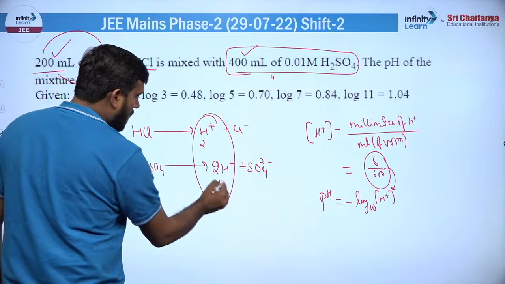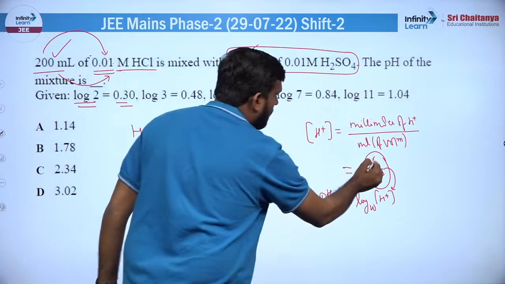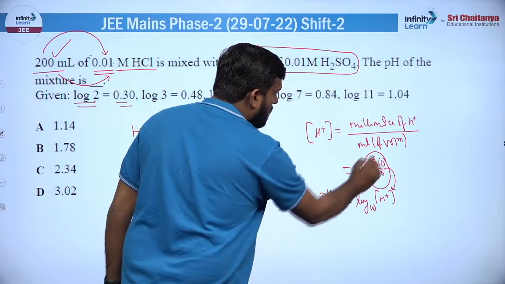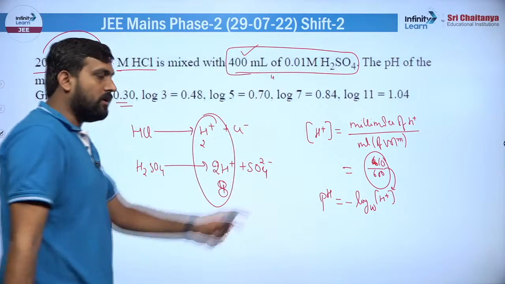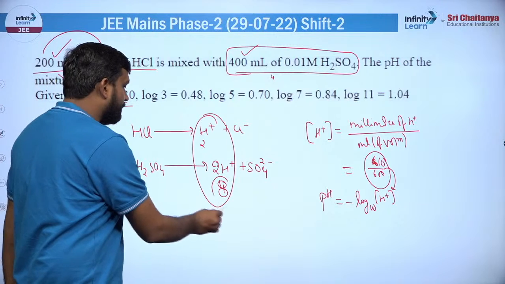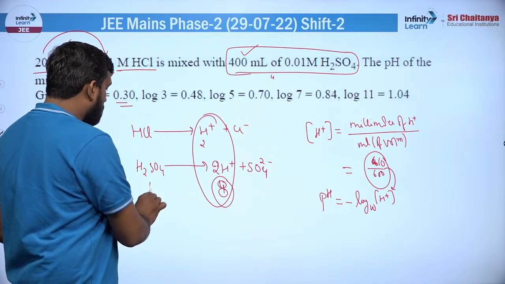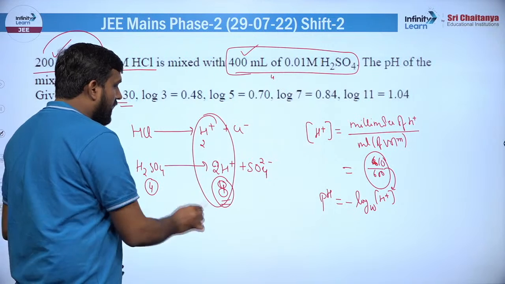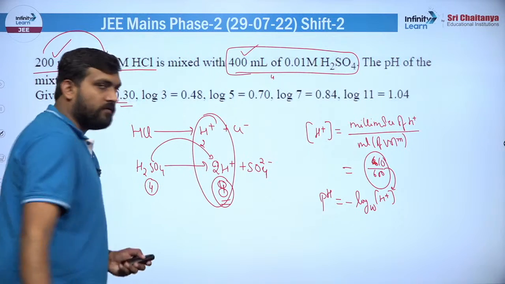So it is going to be 8 basically, no? So it will be 10. There is a mistake, okay. So it will be 1 by 60 actually. So the mistake is here, because if it is 4 millimoles, it will be producing 8 millimoles, because 1 mole of this gives 2 moles of H plus.